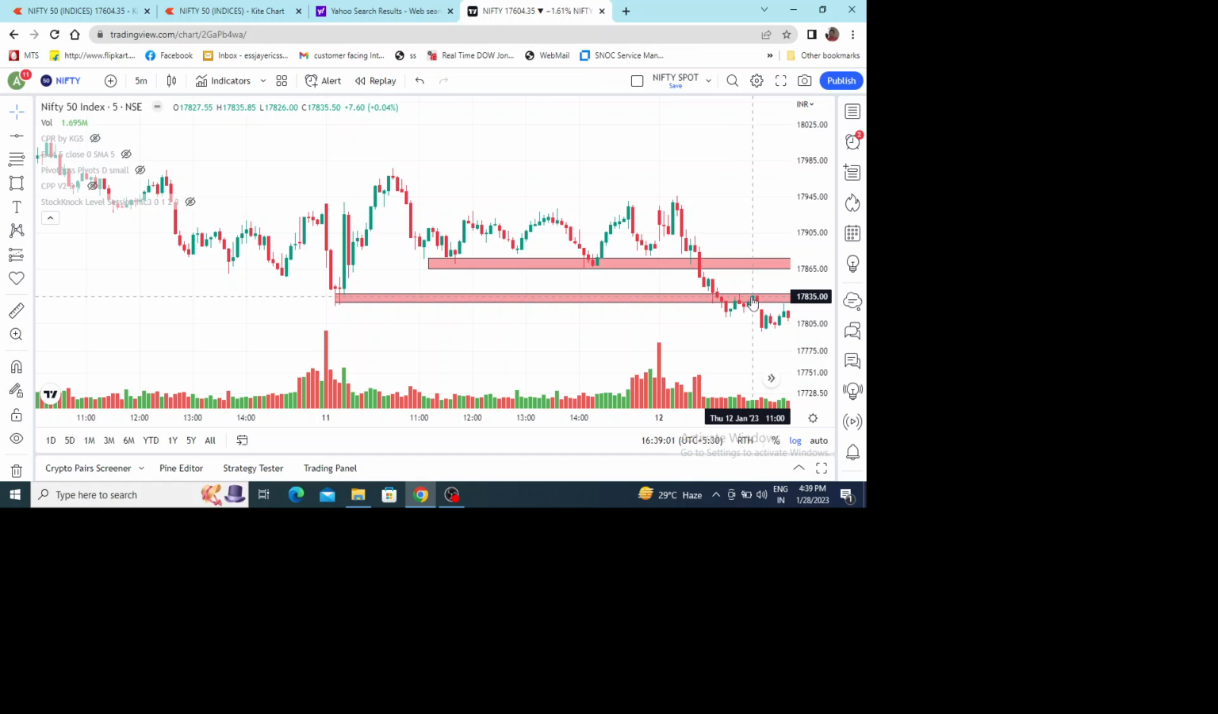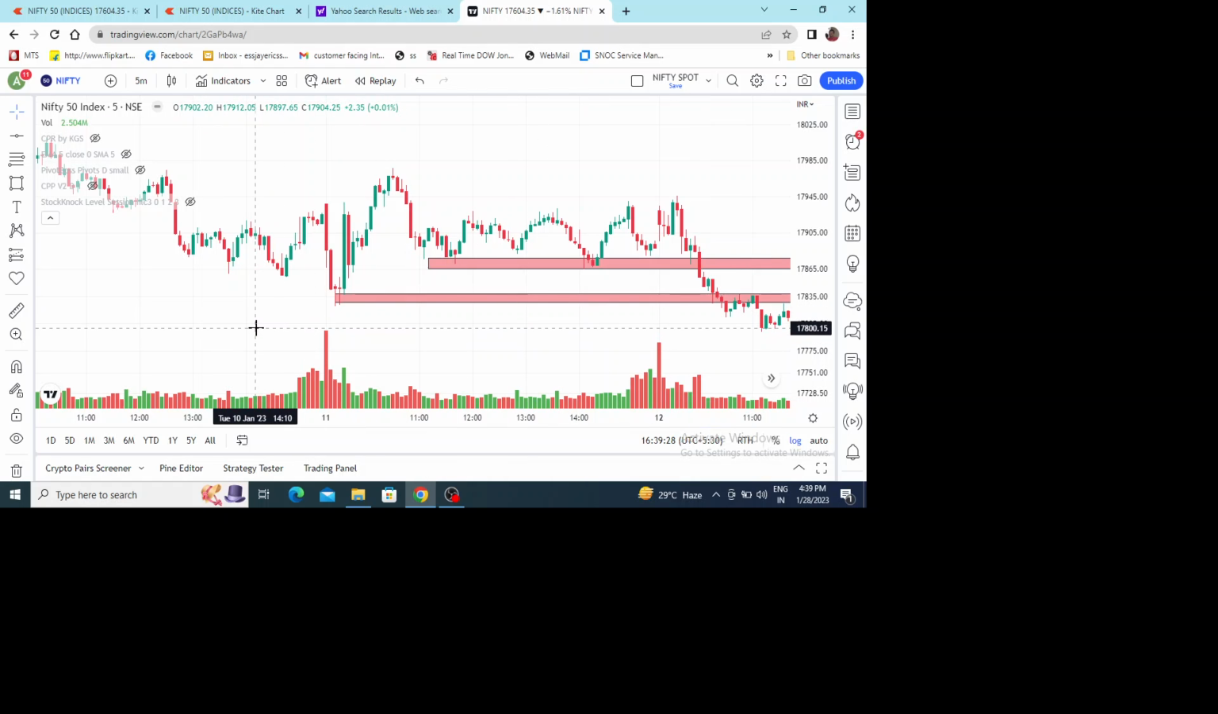It has gone up, but this high is not crossed, so the stop loss is not triggered. Again it came down to 17,795, and you have shorted at 17,826, so nearly 30 points. The stop loss was 10 points, and it has already come nearly 30 points. So 1 to 3, you have already got over here, right?